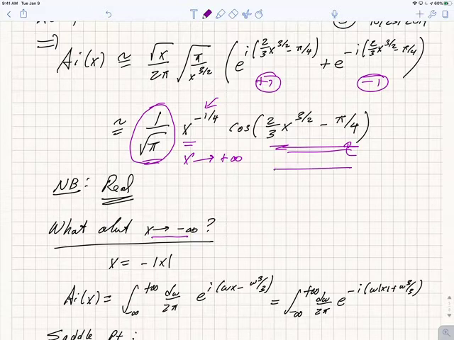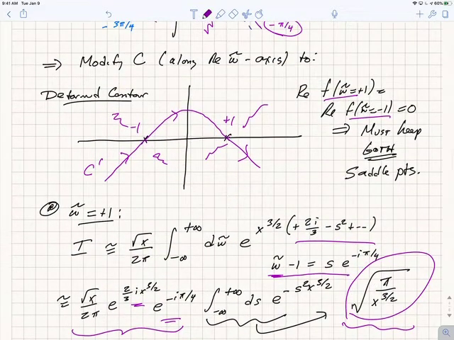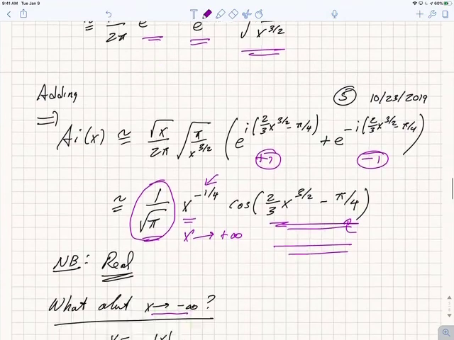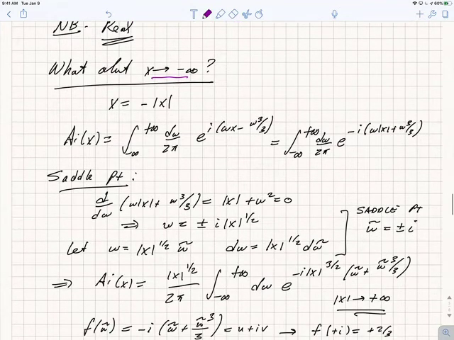And again, I remind you that in the last video we found there were two stationary points. We had to modify our path to include both. Roughly speaking, here was the path. We needed to include both. This is the form of the Airy function we got for x going to plus infinity. Now, what about x going to minus infinity?